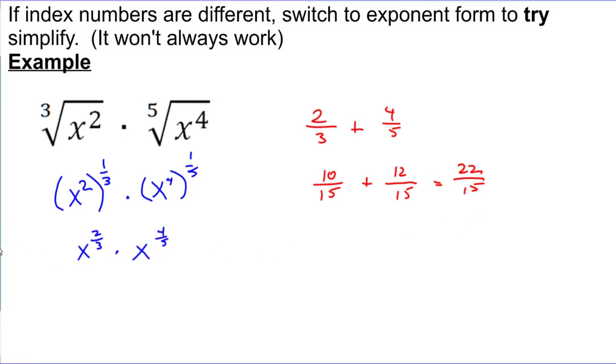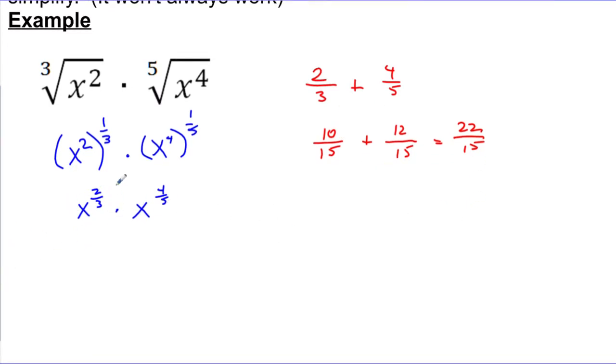Okay, so that means that I can simplify this expression by adding the exponents, and I get x to the 22 over 15. So since my original problem was in radical form, I'm going to turn this back into radical form. And remember, the denominator is my index, so this is the 15th root of x to the 22nd. Okay, and I'm pretty much done, but I can do a little bit more simplifying here, and that's because there are more exponents on the inside than there are index numbers on the outside. So watch what I do.